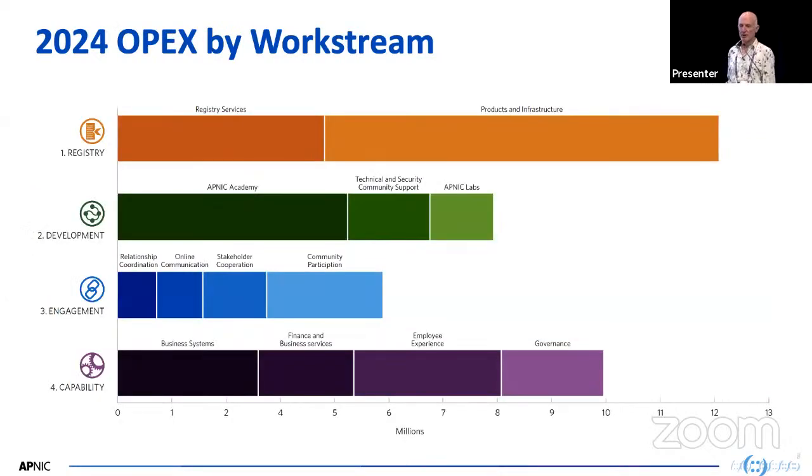We also can break things further down. So under each of the pillars, we've got what we call work streams. So this is considerably simpler than the last 4-year plan. We've got fewer work streams, we've got fewer pillars. We really wanted to consolidate these things. Registry has only got the 2 work streams, which are for services and products and infrastructure. Development, much of what the development pillar does is the academy, but we also have the community support and the labs under development. Engagement is the lion's share of that. It comes in the form of community participation, which is actually supporting community engagement not just in APNIC the organisation, but in the community itself and in the collective community that we build. And then under capability, we've got business systems, we've got governance being very important, finance and employee experience, HR, and everything that goes around that.